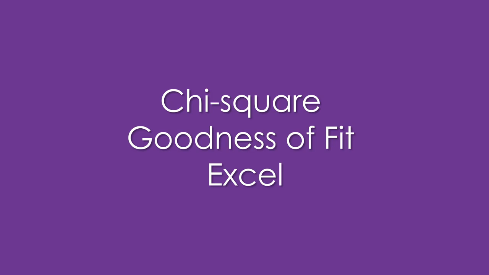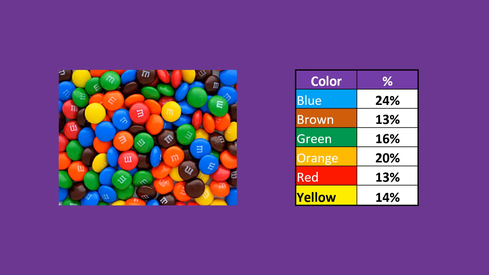This is the chi-square goodness of fit test using Excel. I love M&Ms. A while back I read on the manufacturer's website that their theoretical distribution of colors in a typical bag is 24% blue, 13% brown, 16% green, 20% orange, 13% and 14% respectively. So being a statistician, I thought I'm going to check that. So I bought some boxes of M&Ms and I counted the colors.